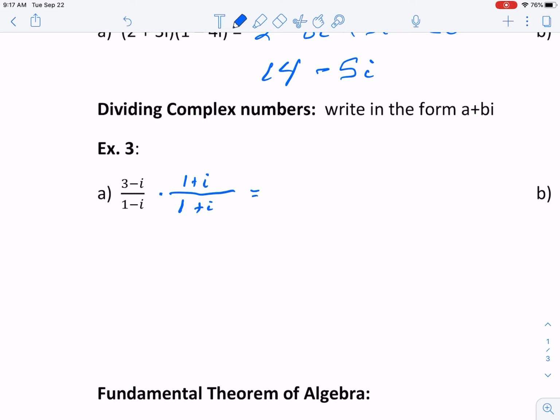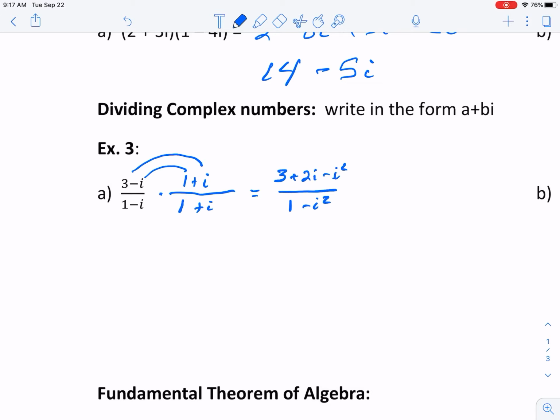So when the bottom multiplies, you get 1 times 1 is 1. The middle term drops out, and a negative i squared. The top, you get 3, and you have negative i. This is negative i, and positive 3i is 2i. And then you get minus i squared. And you have to clean it up.